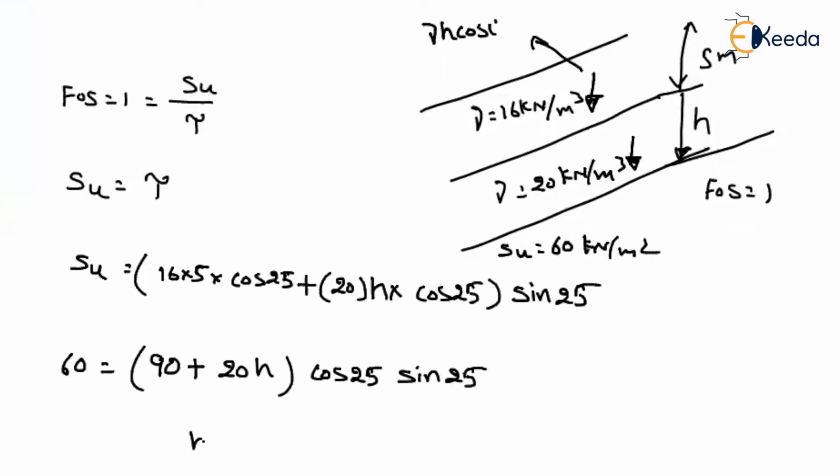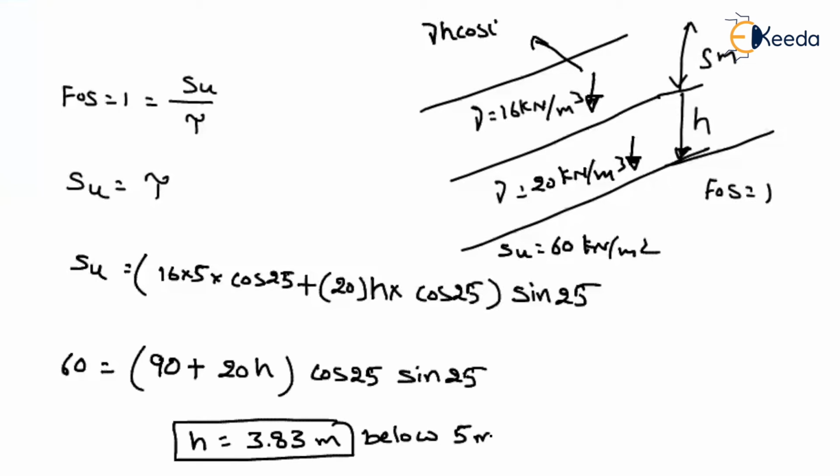So from this you are getting the H value. Solve this and tell me how much you are getting for H. If you solve this, you are getting H value around 3.83 meters. This H is measured from below 5 meter from the ground surface.